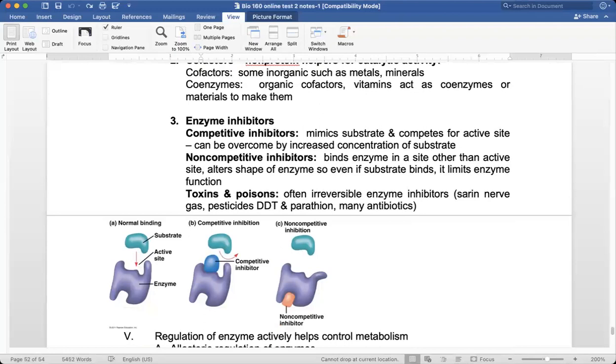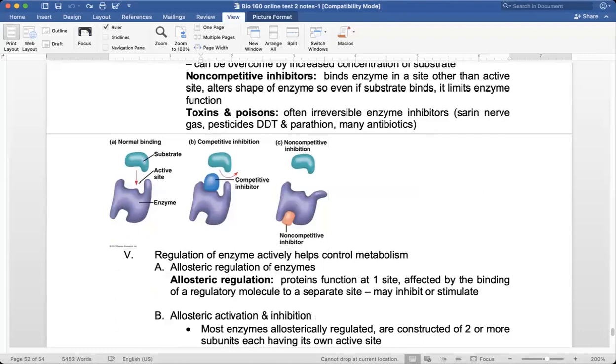Then we have enzyme inhibitors. A competitive inhibitor is going to mimic the substrate. So it's going to compete for that same place that the substrate uses. So if you put in more inhibitor, you're going to slow things down. If you put in more substrate, you're going to overcome that. With non-competitive inhibitors, though, they're going to bind to another place. And it doesn't matter if you add more substrate to it, that's not going to overcome that because it's bound and locked up in another place. So a lot of toxins and poisons are actually irreversible enzyme inhibitors. So sarin nerve gas, DDT, some antibiotics actually function that way.